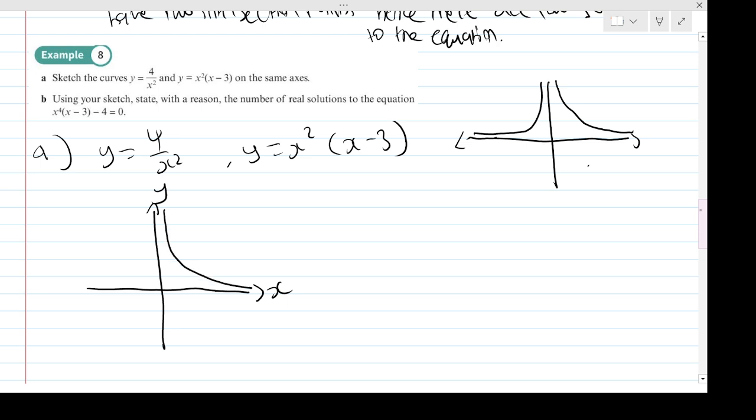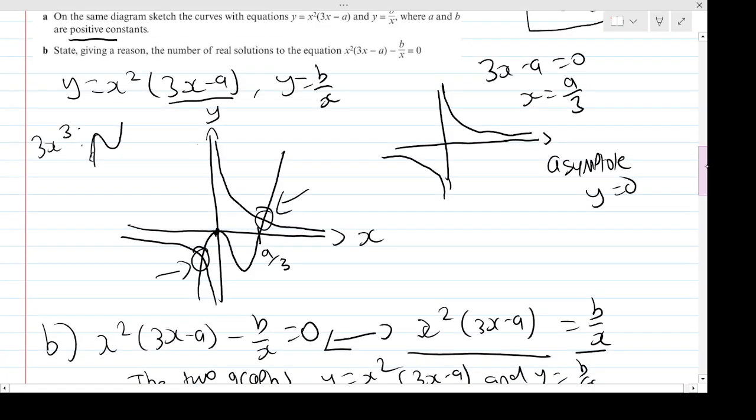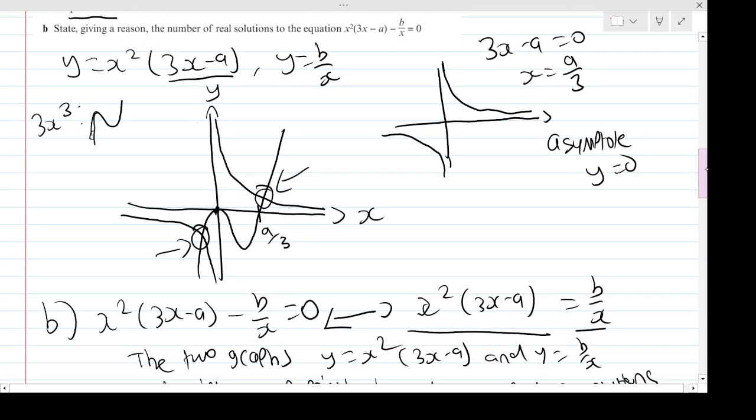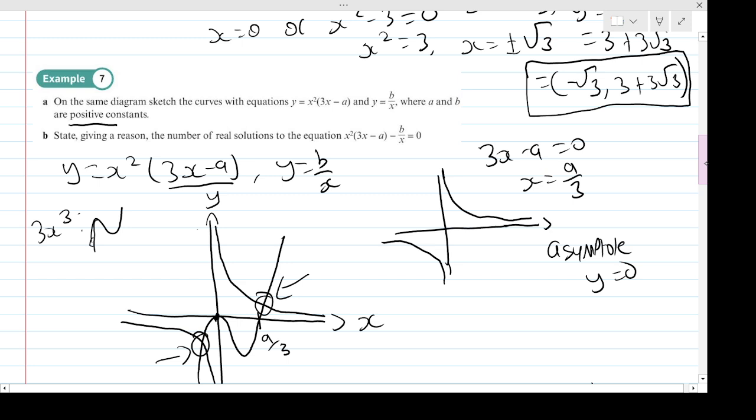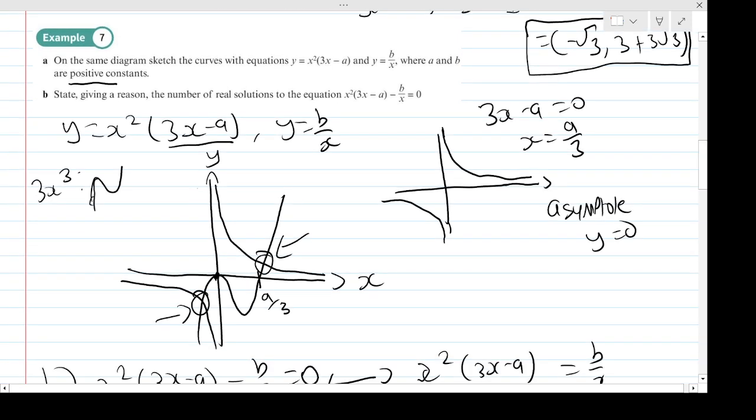There we are. And there we are. So that'll be our graph 4 over x. I should have labelled the graphs clearly.